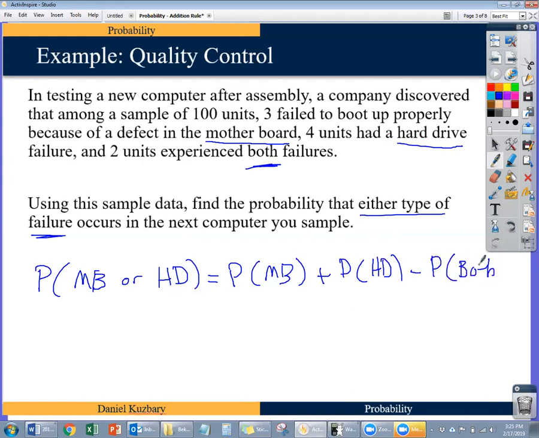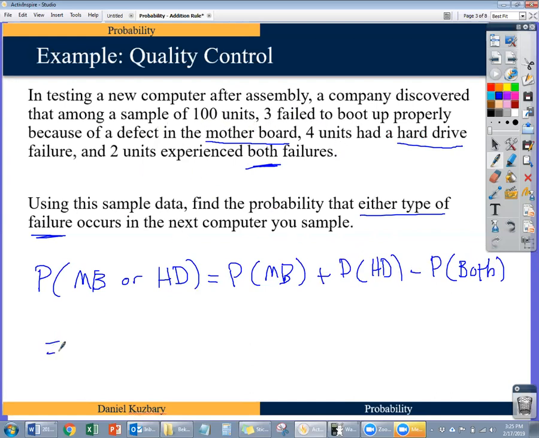I'm just going to be lazy and write both. That's motherboard and hard drive. Sorry, I'm changing technology a little bit and trying to get my handwriting better, and it's not really working. But this is what we're doing. Find the probability that the motherboard fails, the probability that the hard drive fails, and then subtract the probability that both of them fail. And we can use this data to do that.